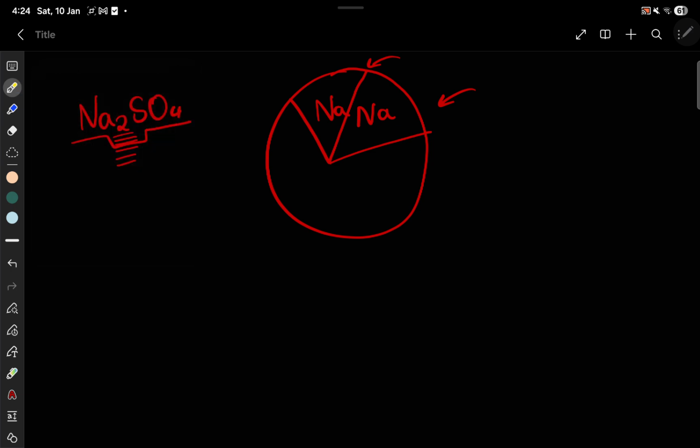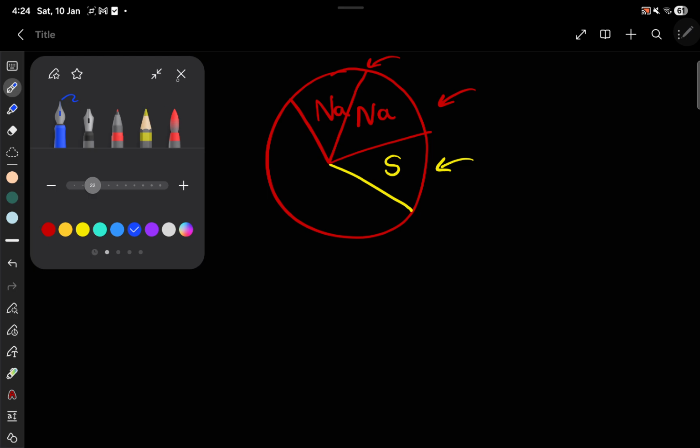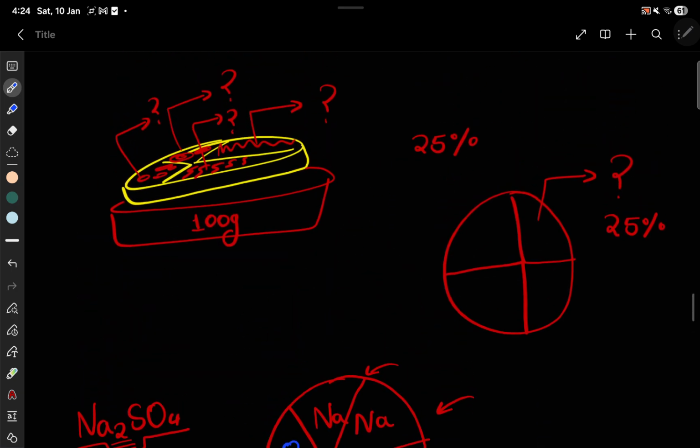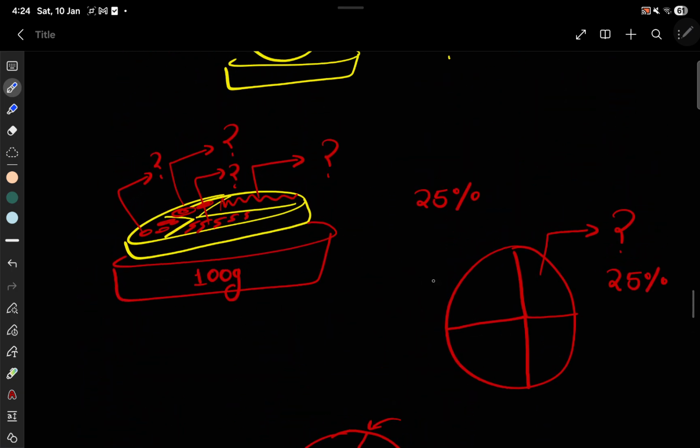Apart from that, students, we can see that we are having one sulfur atom, so I have made only a single sulfur slice. Apart from that, we can see that we are having 4 different oxygen atoms over here. So these are the 4 slices of oxygen. So our pizza is ready, which is going to help us in solving the question. In the above problem of the margherita pizza, we know that each slice contains 25 percent. So what is the overall percentage of this pizza, which was 100%?